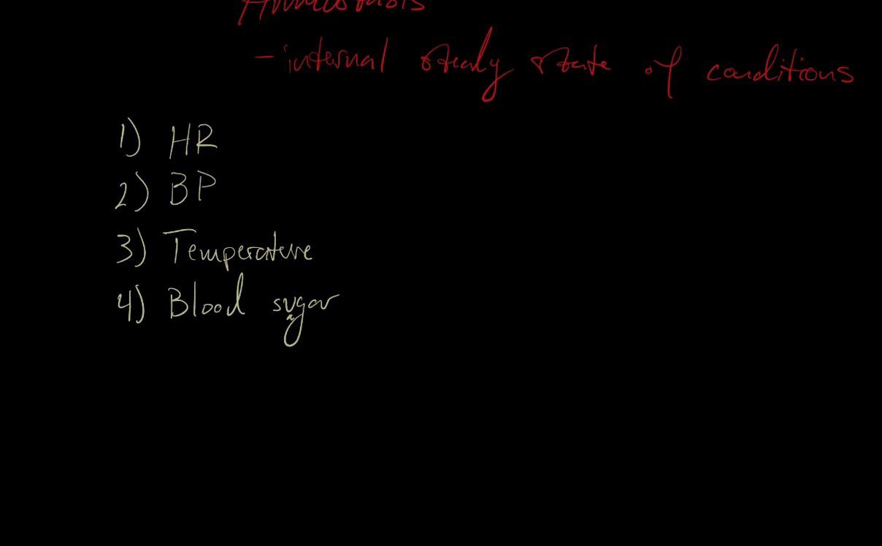The control of all of these, heart rate, blood pressure, temperature, blood sugar, is done by what is called negative feedback. Now, negative feedback does not mean bad or not ideal. Negative feedback is simply a process in which we take an abnormal value for some parameter.